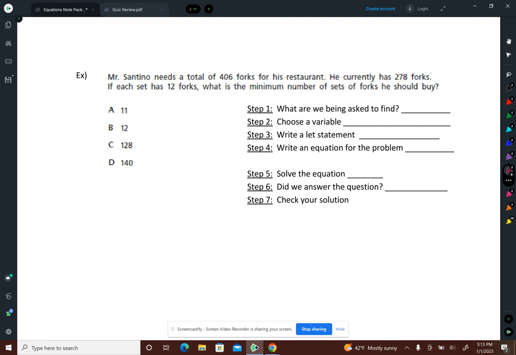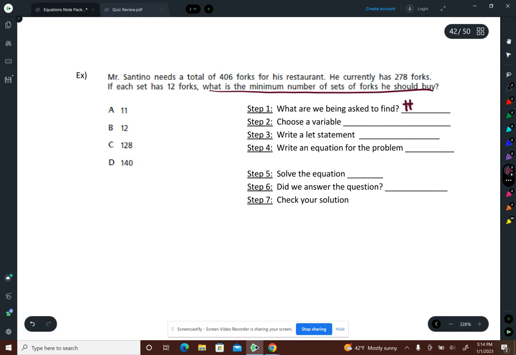So first thing is figuring out what is it asking us to find so that we can then write the let statement. So it wants to know what is the minimum number of sets of forks he should buy. So what are we trying to find? Number of sets of forks. Okay, so I'm going to choose a variable and I'm going to write a let statement. So we're looking for the number of sets of forks, so I'm going to say S for sets. So I'll say let S equal number of sets.